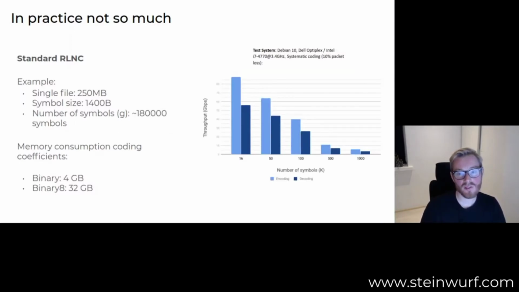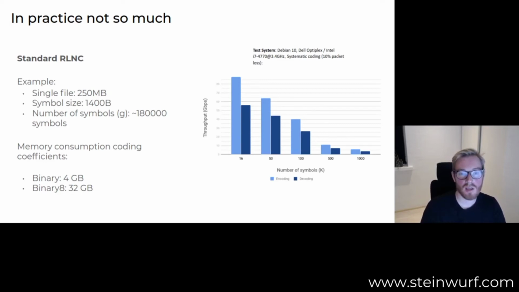There are two things that are important when we try to implement something, and that is one, the memory consumption of our algorithm, and second, the speed of our algorithm, or the coding throughput that we can get. So let's take a look at these two cases.